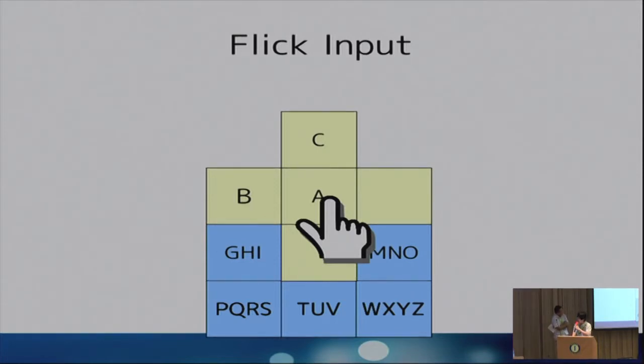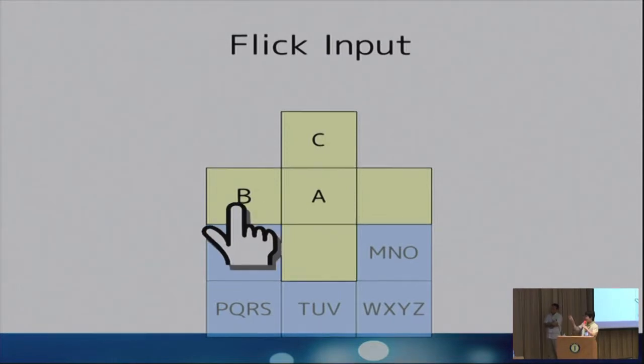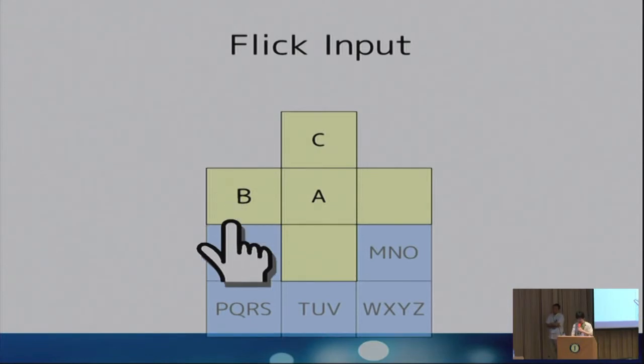So you have to move your finger to the upper box or left box. So this time, the user moves the finger to the left and leaves the finger, and then B is entered. This is an overview of flick input.